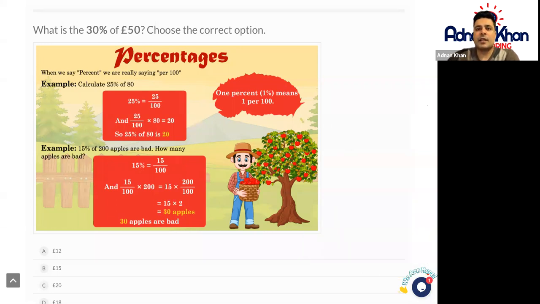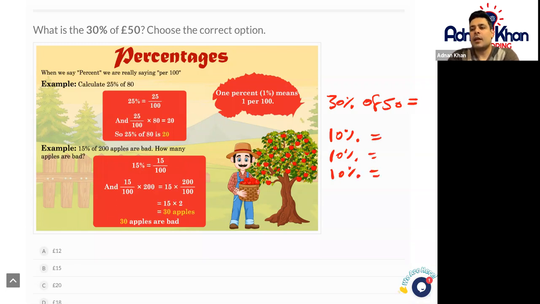Let's have a look at the first question here, which says, what is 30% of 50? So working out 30% of 50, I will break it down into these sections of 10% each, and then we'll add them up at the end. So 10% of 50 is going to be 5, because remember we get rid of that last 0, or we just divide by 10. Another 10% is going to be 5, another 10% is going to be 5, and at the end we just add them up. So 30% of 50 is going to be 15.